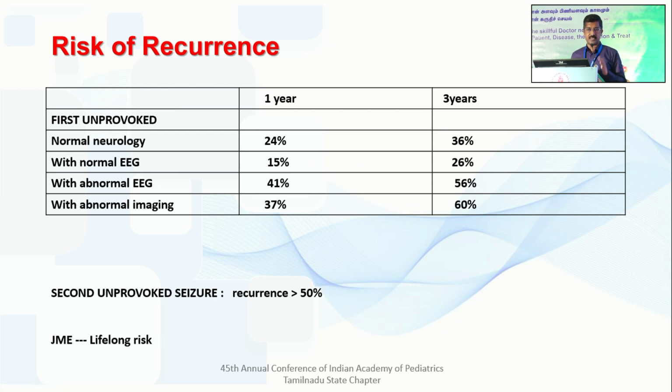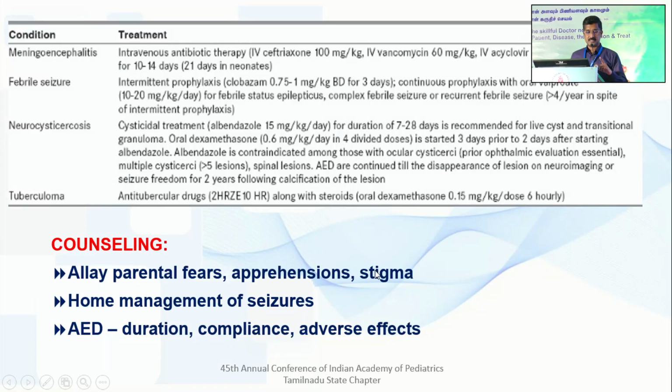So what is the risk of recurrence after a seizure? First, unprovoked seizures with a normal EEG: it's only 15 to 20%. With an abnormal EEG, it is 40 to 50%. Whether to start them on anticonvulsants or not is always a debate, but generally I do start even if everything is normal. Second, after an unprovoked seizure, recurrence is more than 50%, and in JME there is a lifelong risk. So this is the final slide.